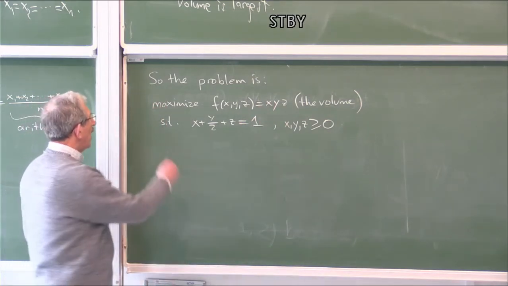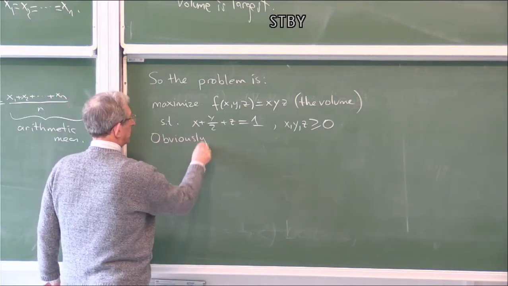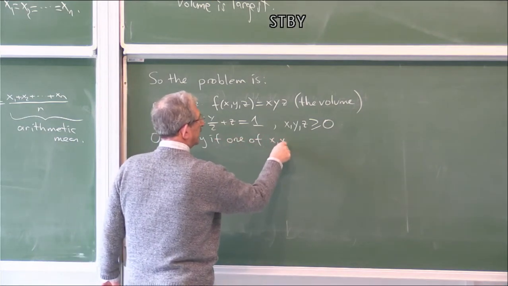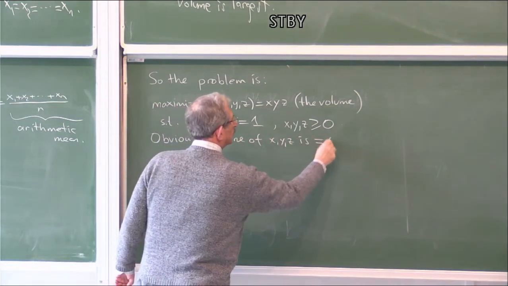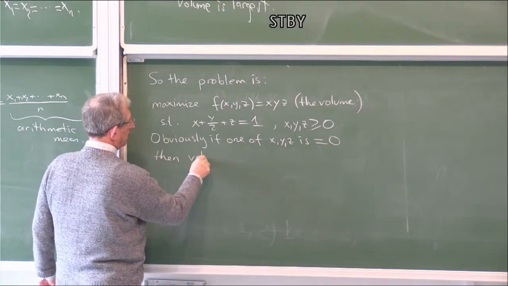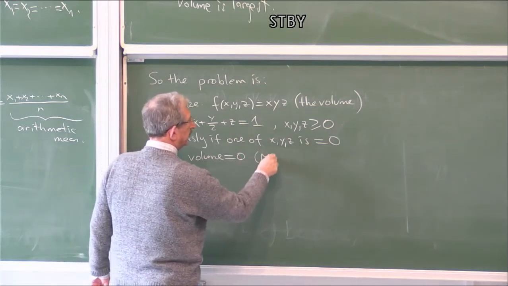Obviously, if one of x, y, z is equal to 0, then the volume is 0, and this is the minimum.